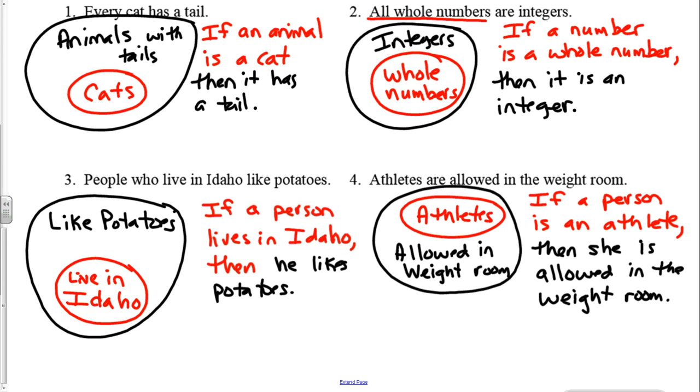Here is my solution for number 4. Again, if you did not get this correct, I would like for you to pause the video and make corrections. My small circle inside is athletes, the large circle outside is allowed in the weight room. My if-then statement is: if a person is an athlete, then she is allowed in the weight room.